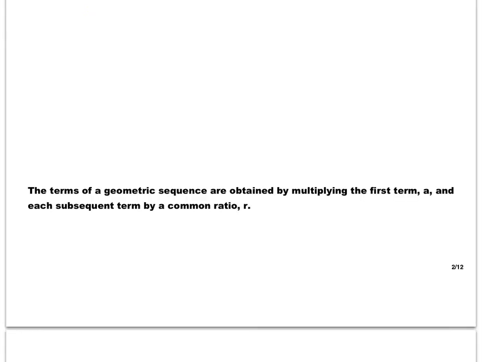So in a geometric sequence, as long as we have the first term and the common ratio, you can find all the terms in that sequence. If the first term is a and the common ratio is, let's say, r, then the next term is a times r. The term after that is ar times r, which is ar squared. The next term is ar squared times r, which is ar cubed, and so forth, until, let's say, the last term, the nth term, which is going to be ar^(n-1).